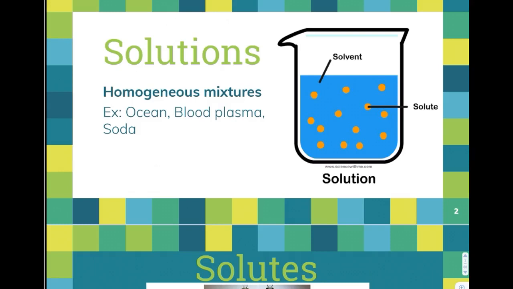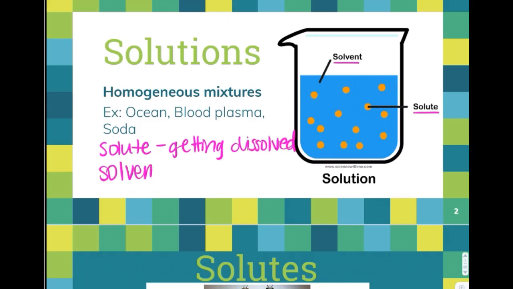You've got two pieces to a solution. You've got a solute and you've got a solvent. The solute is something that is getting dissolved, and the solvent is something that does the dissolving. So the solute is getting dissolved, and the solvent is doing the dissolving. We call water the universal solvent, so you can think about that. So those two parts make up the solution.